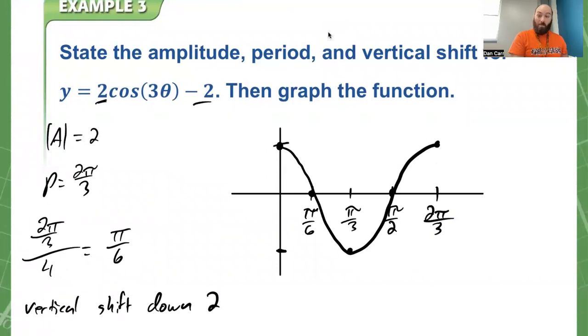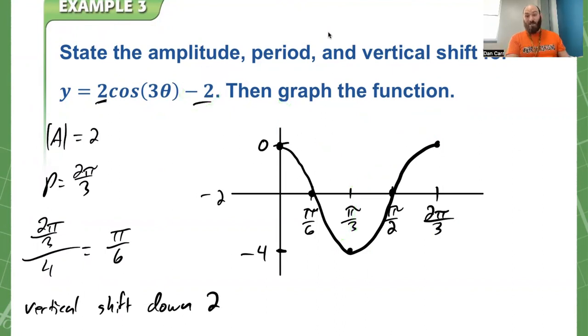Okay. Don't forget the midline in this case is -2. So if we go with a positive 2 for the amplitude, going to go up 2 to 0, down 2 to -4. Okay. So normally the graph would be somewhere up here and we do something like this. But now it's moving down 2 thanks to the -2 vertical shift.